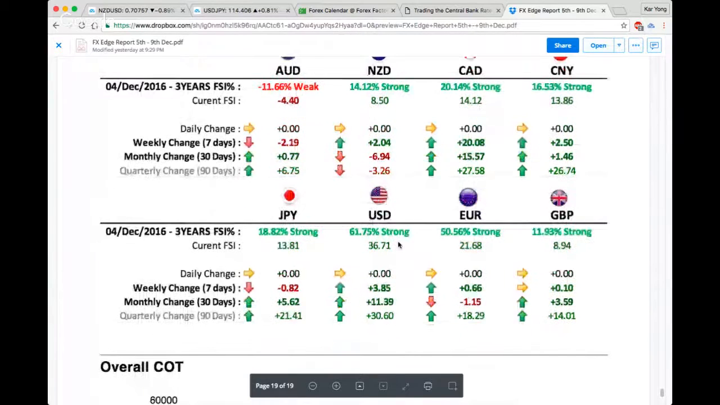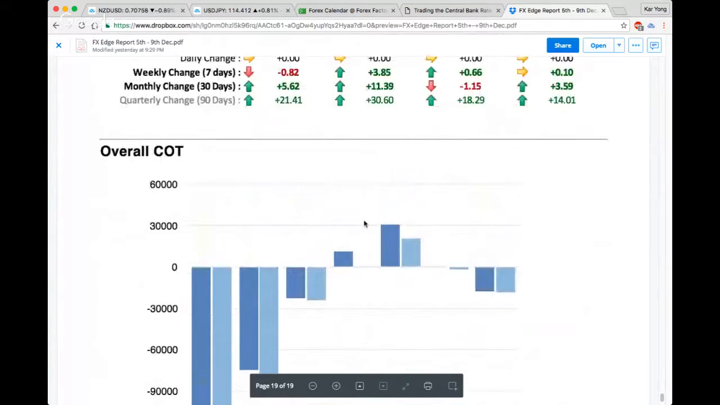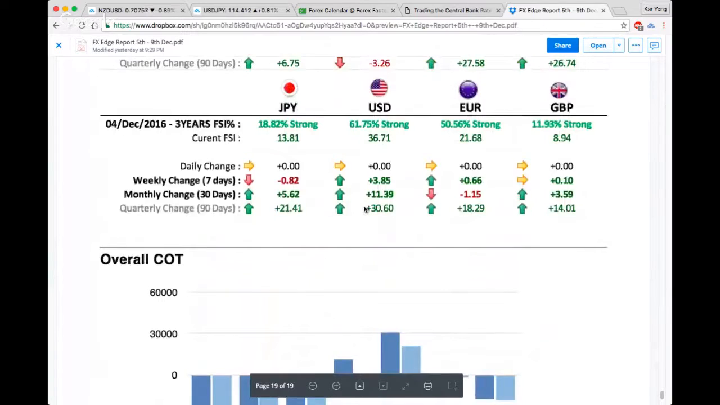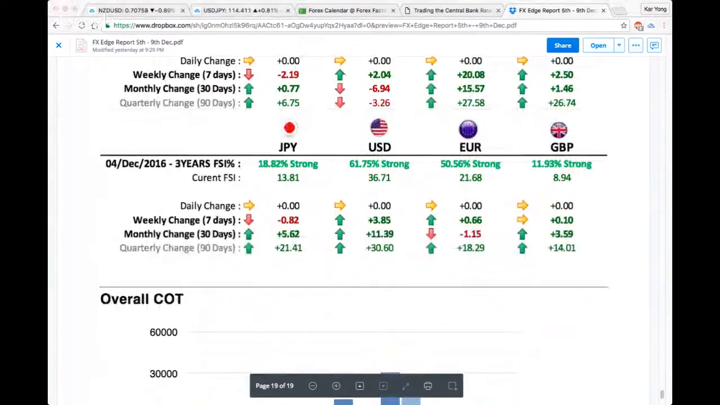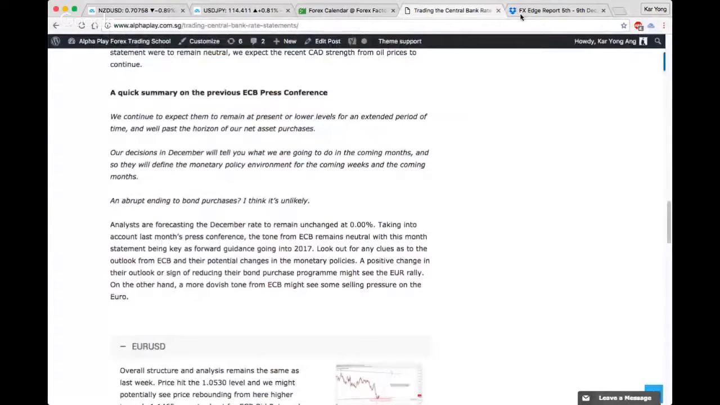If you look into COT, euro is still very much in negative territory. Pound has improved a little bit. Japanese yen is the one that is interesting, which I pointed out just now. From positive, it now dips into slightly negative. So Japanese yen is something that you want to focus on this week as well. So far so good? Okay, let's go on to the chart itself.